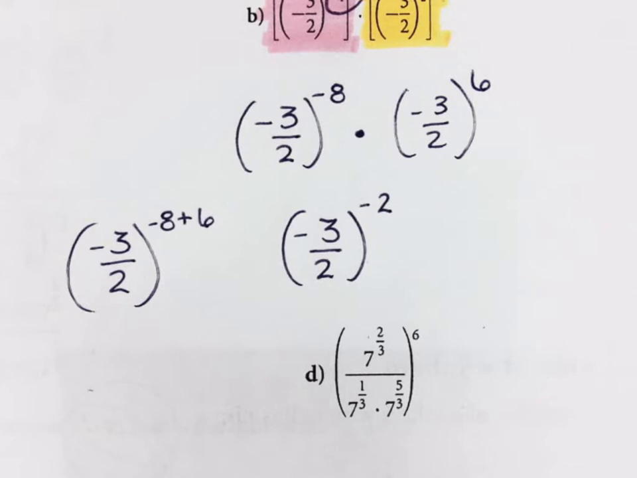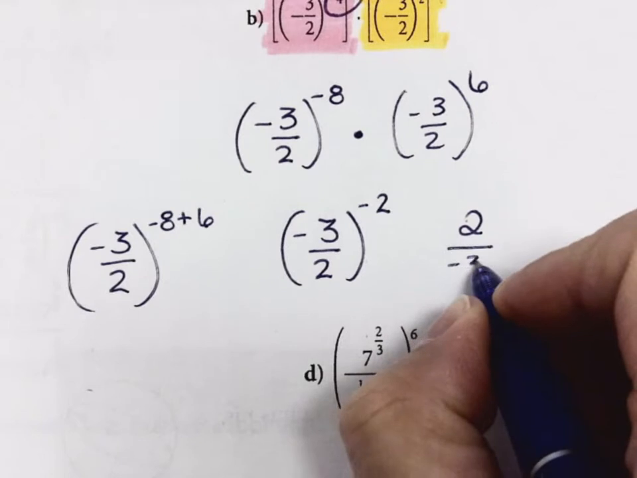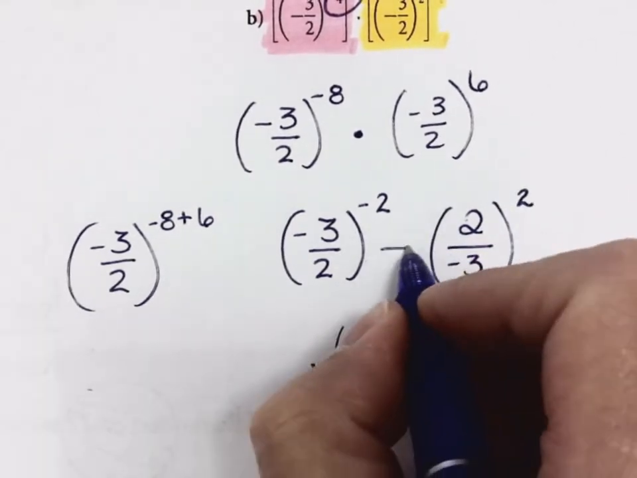So I want to write it as a positive exponent. How do I do that? What does the negative tell me to do? This was yesterday's lesson. We got to flip the base. Does it change the base to a positive number? No, it does not. Has no effect on that. So we're going to flip the base. So that's going to be 2 over negative 3 to the exponent positive 2.